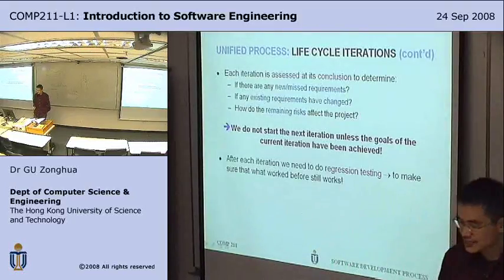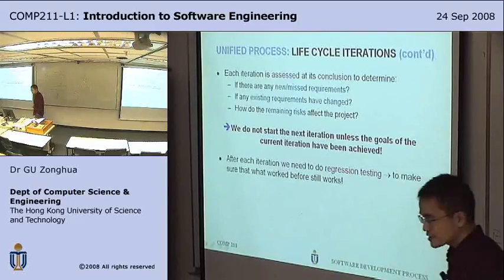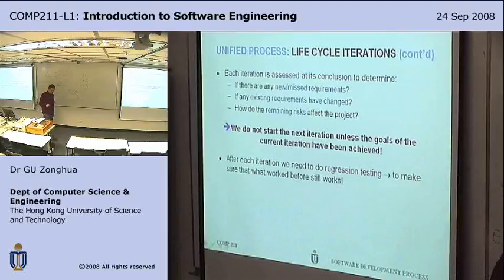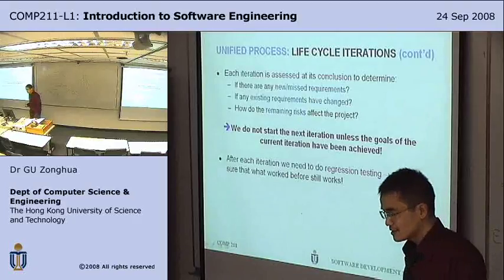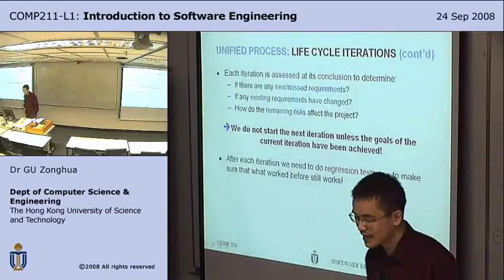At each iteration, we need to do regression testing to make sure that what has worked before still works. Regression testing is when you run the old tests on the new modified system to make sure that any old tests that have passed before still pass now. That is, the new stuff you added didn't break the old functionality.